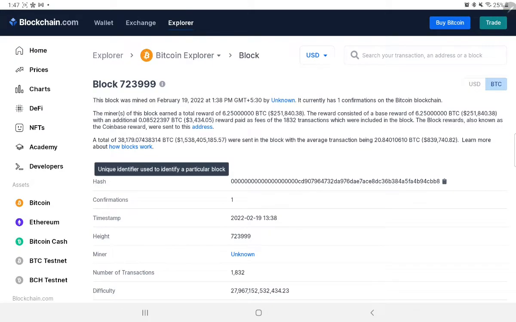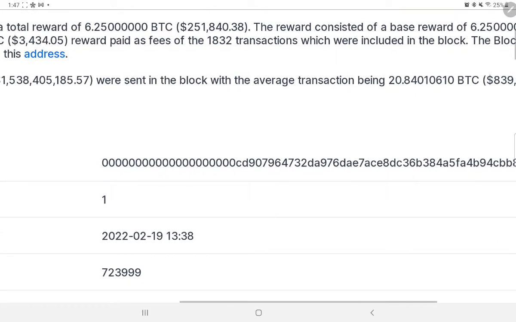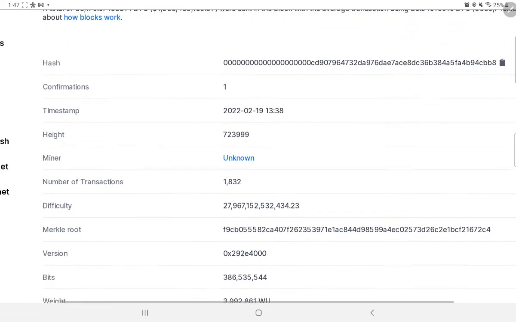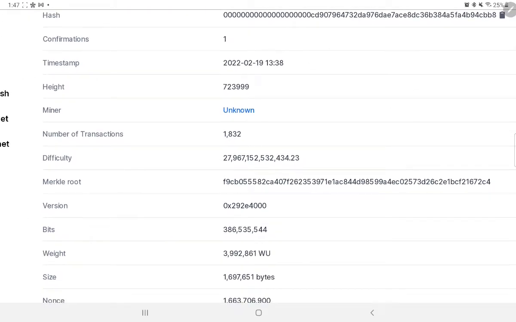Okay, so you can see its hash has a certain number of zeros at the starting, and then it's like CD907. Are you able to see this? These number of zeros, and then CD9077. Okay, fine. What I want you to see as well over here is the Merkle root, right? You can see the Merkle root is the hashed form of all the transactions. You can say it is the representative of all the transactions that are there in the block, right? So it's F9CB055, something like that.